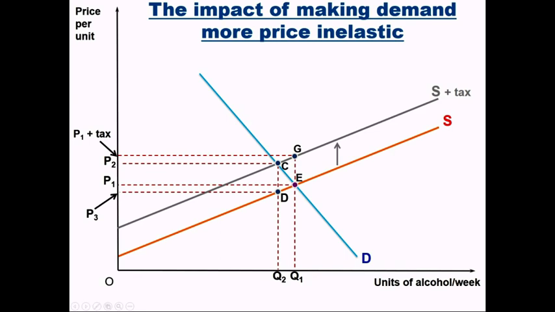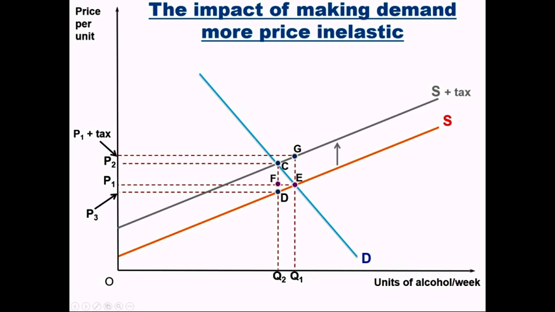Notice it's bigger than it was in figure 1 because output's fallen by a smaller amount. In effect, the tax has had a smaller impact on consumer behaviour, and because it has a smaller impact on consumer behaviour, in other words, less people respond by buying less of the good, it's enabled the government to raise more revenue.